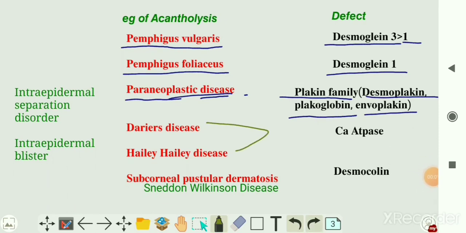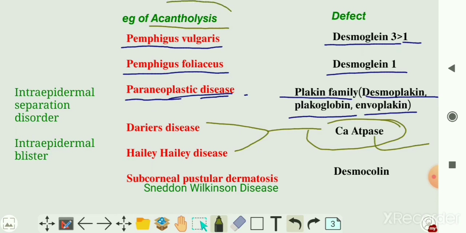Darier's disease and Hailey-Hailey disease are due to defect of calcium ATPase. You might be wondering why calcium ATPase defect leads to acantholysis. In my earlier videos, I have explained that desmosomes are also known as calcium dependent adherent molecules. It means desmosomes are dependent on calcium. If their calcium ATPases are defective, then desmosomes also become defective. When desmosomes become defective, finally the acantholysis will occur.